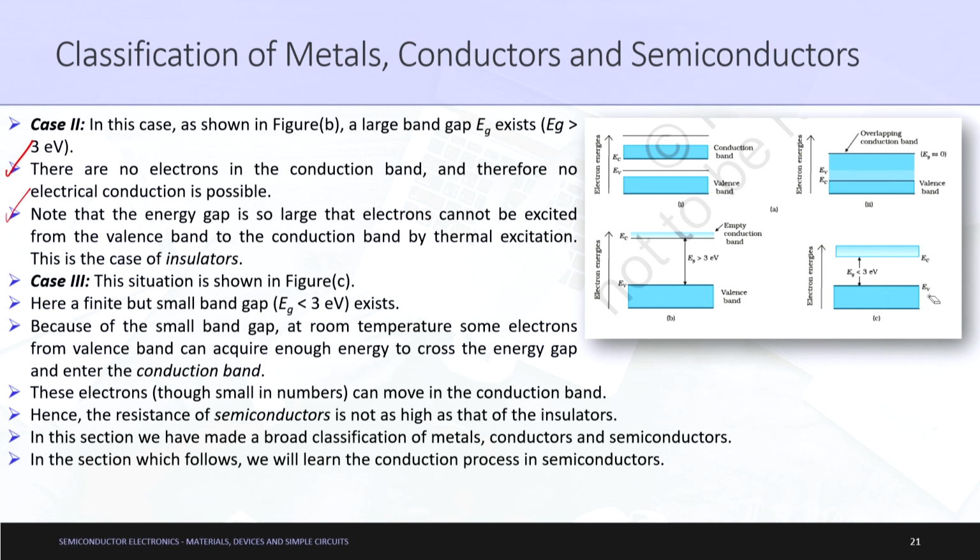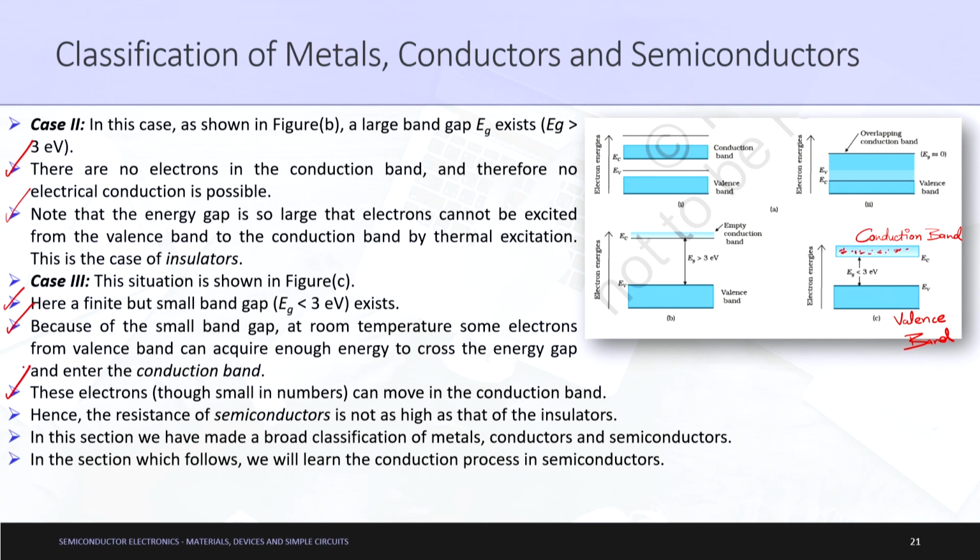Okay. So, because of the small band gap at room temperatures, some electrons from the valence band can acquire enough energy to cross the energy gap and enter the conduction band. So, basically this is your conduction band, and this is your valence band. Okay. So, this thing is explained. These electrons, though small in number, can move in the conduction band, and hence they can impart conduction. So, electrical conduction can be imparted if the value of the band gap is less than 3 electron volts. Okay.